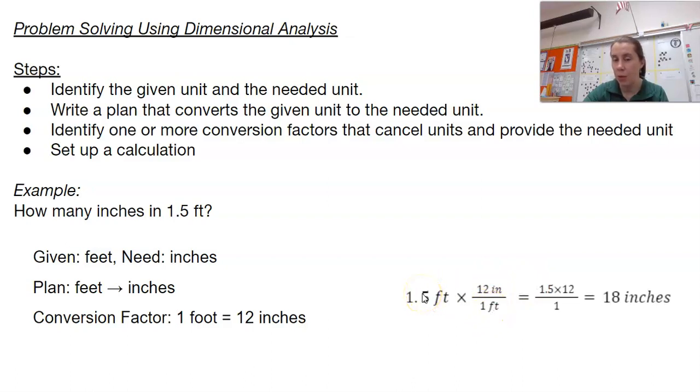When we do these problems, remember this is like a numerator, so we multiply all the numerators, so that's just 1.5 times 12, and divide by all the denominators multiplied together, which is just 1 in this case. So that gives us 18 inches.